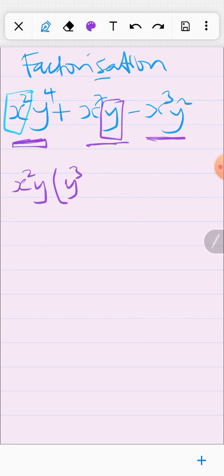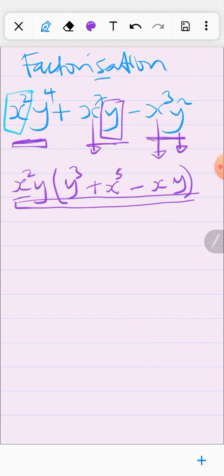Right, next to the next one, plus this is x to the power 7. If I already took out x to the power 2, then I have x to the power 5 left. And if I already took out y, then I don't have anything here. This is x to the power 3. If I already took out x to the power 2, I have just x left. And if I already took out y from here, then I have just y left. So my final answer is right there.